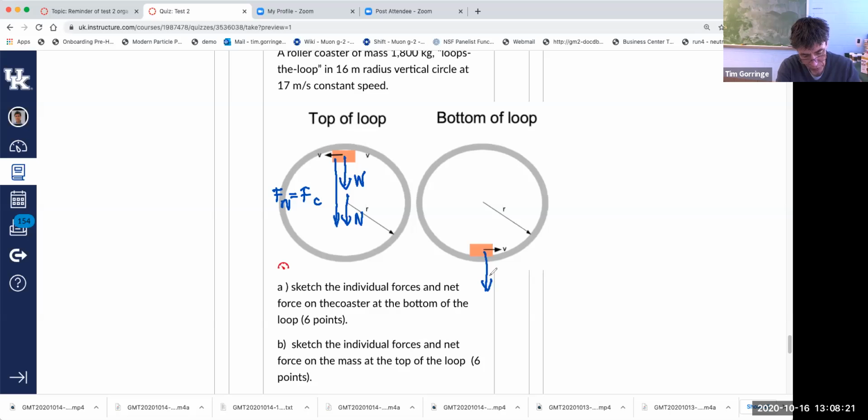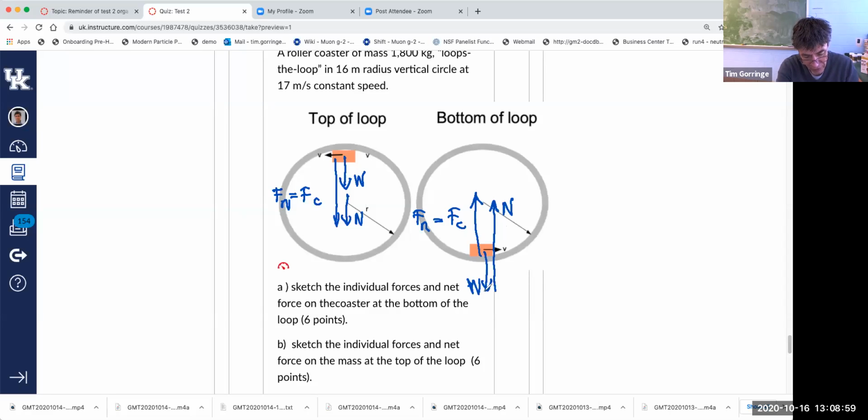There's the weight downwards, and then there's the normal force. Now it's going to be upwards. It's going to change direction because now the track is below the roller coaster. And that's going to add up to make the centripetal force, or the net force. And so that's a picture of the forces at the bottom of the loop.